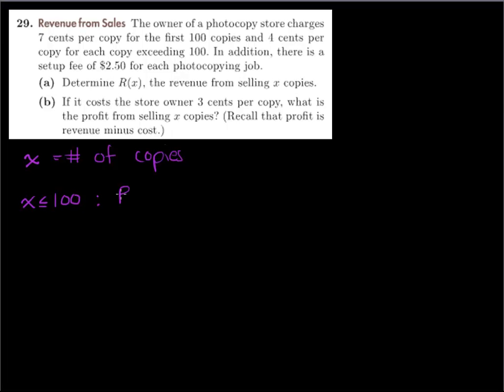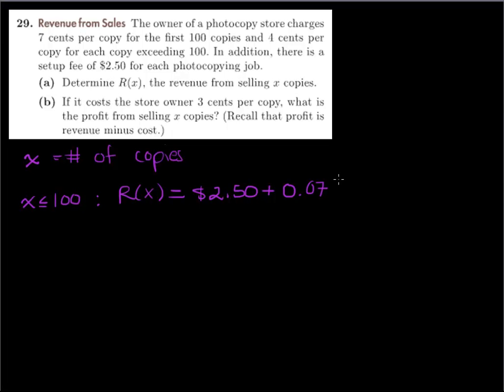Then our revenue, R of X, would equal, there's a setup fee of $2.50. So you are going to pay the $2.50 no matter if you even get one copy or not. Okay, $2.50 just to set this up. Then how much does it charge if we're within less than 100 copies? 7 cents per copy, so 0.07 dollars per copy.